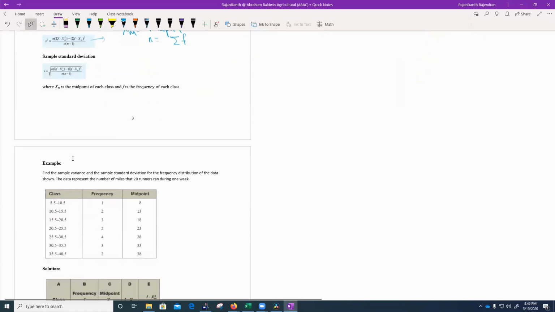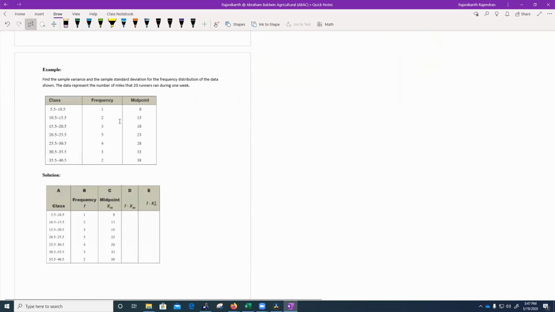So let's look at this problem. You are given a grouped frequency distribution table. Now the question is: find the sample variance and the sample standard deviation for the frequency distribution data shown here. How many data values are there? There are 20 of them. That means if you add all the frequency column values, you should get 20, right? Let me use a different color.